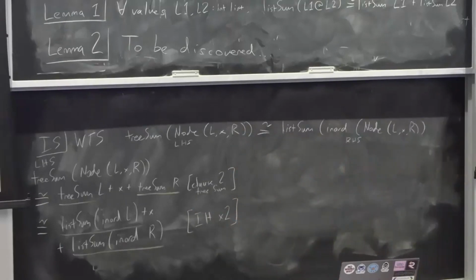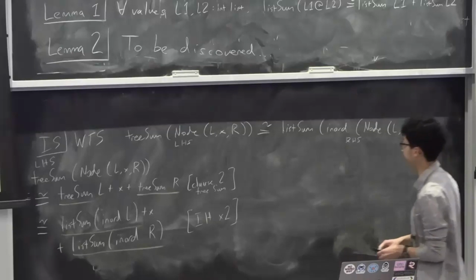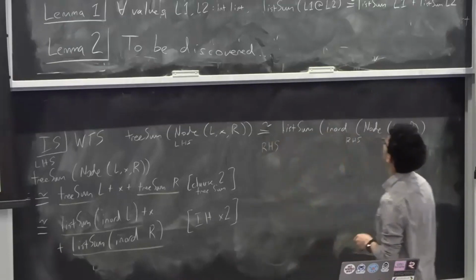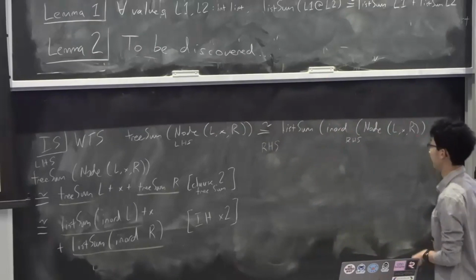But now I want to say something about inord of L and list sum of that. Do I have anything that says anything about inord of L, for a specific L that I don't know? I don't. So what I need to do is give up and go home, because I don't know what to do now. So I'm going to give up and go to the right-hand side. And it's okay to give up. This is a life lesson. All right, let's start from the right-hand side, which is this.